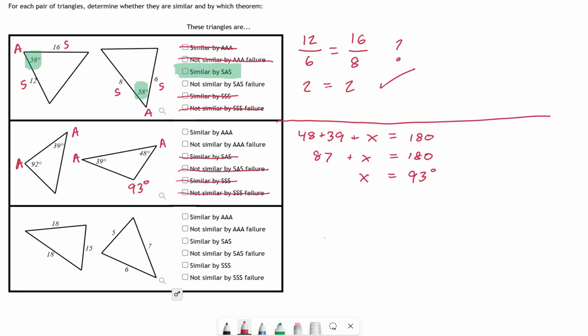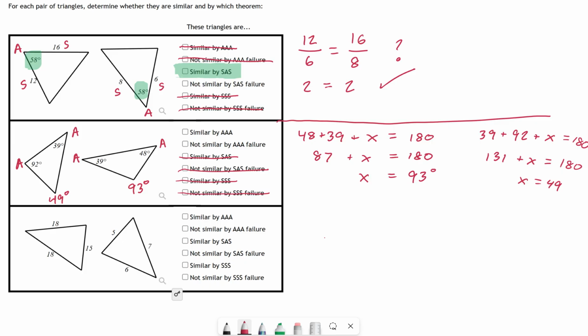And we could do the same operation for the other one, which is 39 plus 92 plus, let's label this thing x over here, plus x equals 180. And now 39 plus 92, well, that's 131, I think, 131 plus x equals 180. And when I subtract that from both sides, I get x equals 49. So let's put that in our diagram. 49 degrees right here.